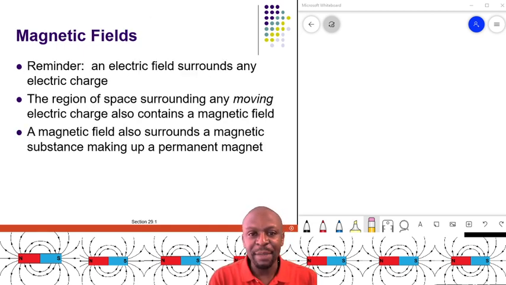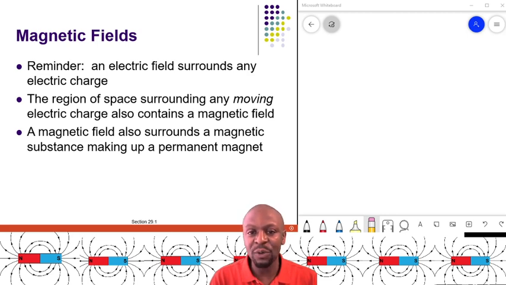Now, as a reminder, remember that an electric field surrounds any electric charge, as I've just shown you. The region of space surrounding any moving electric charge also contains a magnetic field. I just want to repeat that. A region of space surrounding any moving electric charge also contains a magnetic field. Therefore, the magnetic field will always exist when these charges are moving, but when they are not moving, a magnetic field cannot exist. Only when these charges are moving.